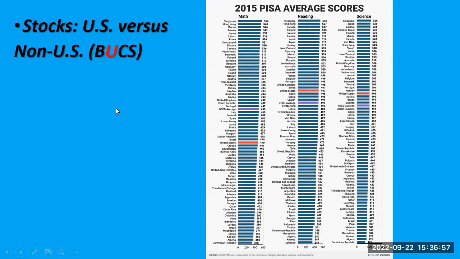And so what are the best educated places out there? So Singapore is at the top, Hong Kong, a lot of Asian countries. So there's Singapore and Netherlands. You got some of the Scandinavian countries. Estonia is in there for some reason. Canada. Here's the United States on math.